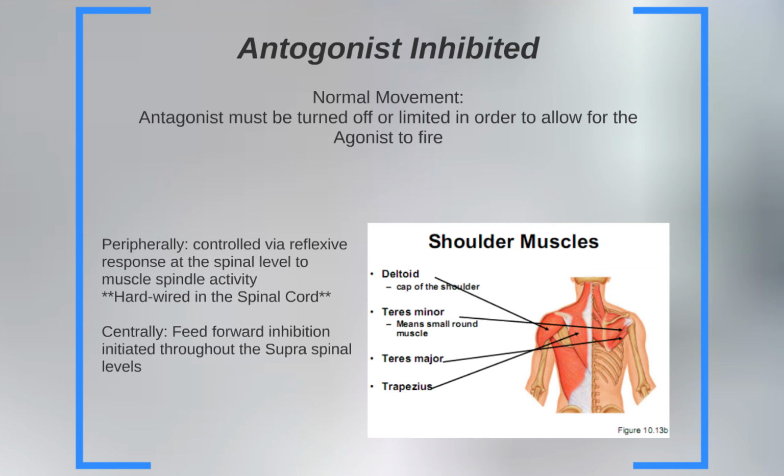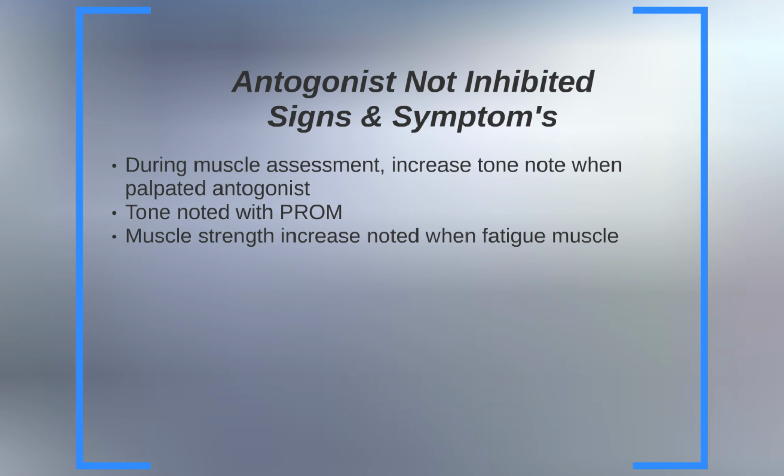Now, this antagonist inhibition is controlled peripherally via your reflexive response at the spinal level to muscle spindle activity. And it's noted that this is hardwired in the spinal cord. But it's also controlled centrally via the feed-forward inhibition, which is initiated through the supraspinal levels. So antagonist inhibition could be due to a peripheral route or a central route. Either way, this information is extremely important, as if we don't have antagonist inhibition, we will not have normalized movement.